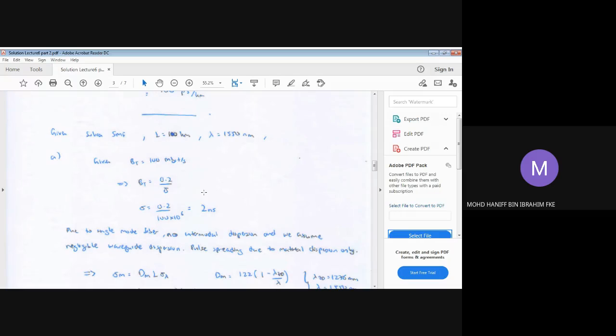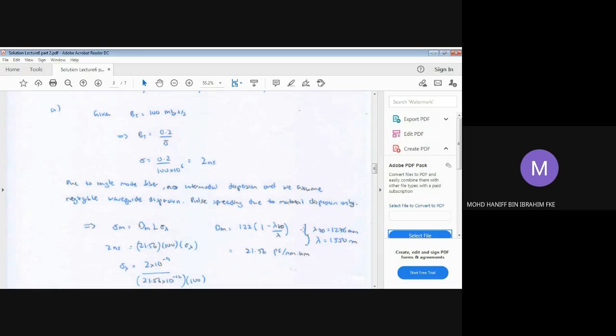I did mention here that due to single mode fiber, there should be no intermodal dispersion. And in this case, we assume negligible waveguide dispersion. Sorry, I have not covered the waveguide dispersion, but waveguide dispersion also exists in a single mode fiber. But in this case, we assume that waveguide dispersion can be ignored. That's our assumption. And for this, our assumption is the pulse spreading is totally due to material dispersion only. So from these assumptions, we can use this equation to find the dm.